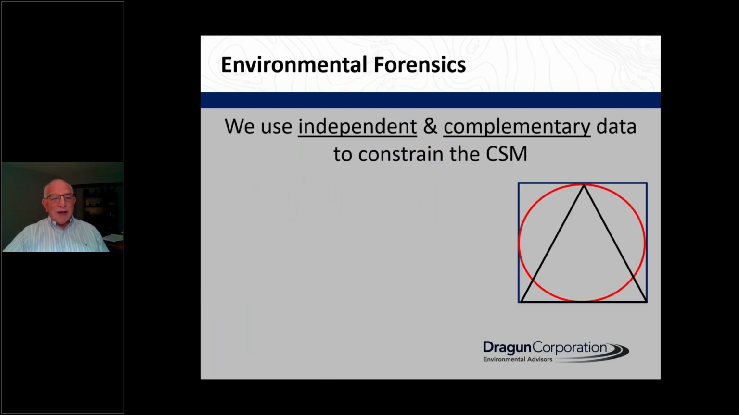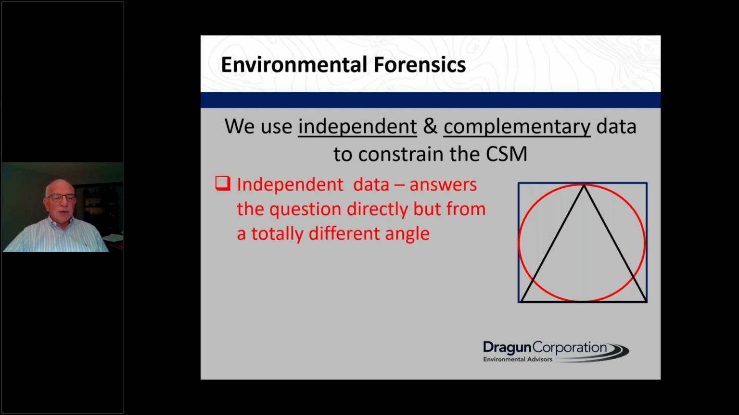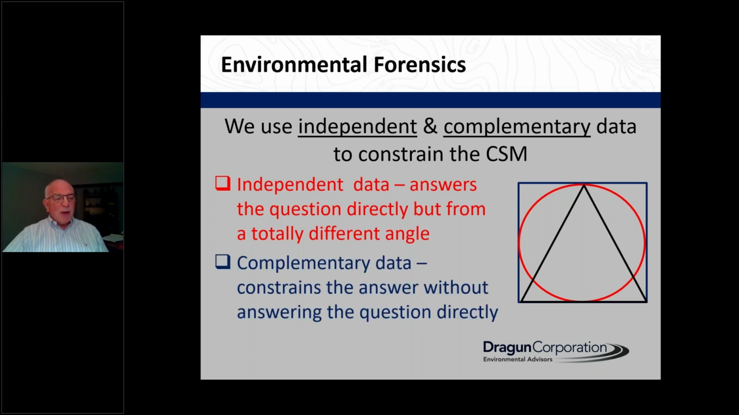So this is what I meant by independent and complementary data to constrain the conceptual site model. Independent data are data that answer the question directly, but from a totally different angle. I'm going to give you an example in a minute. And complementary data constrains the answer without answering the question directly, and I'll give you an example of that.